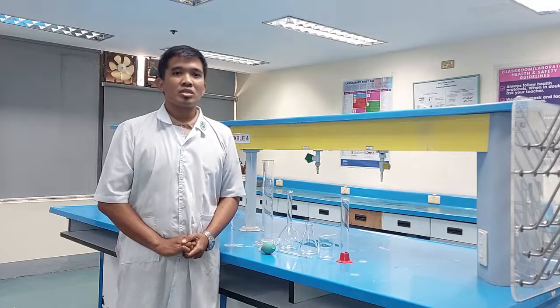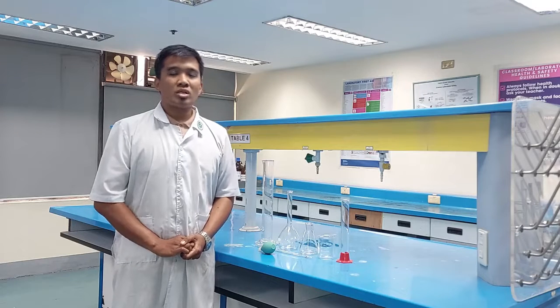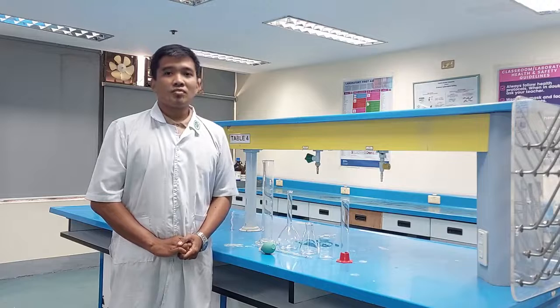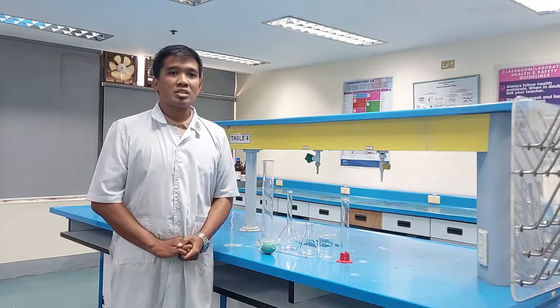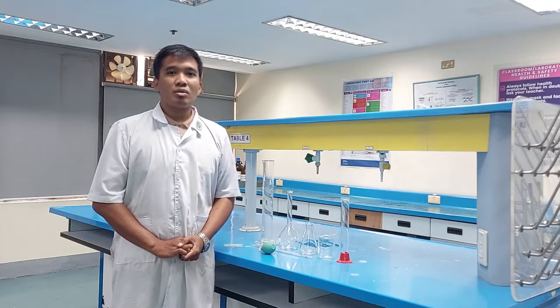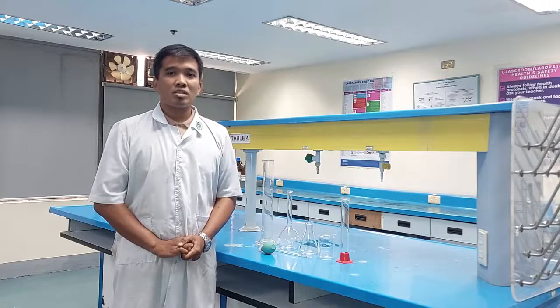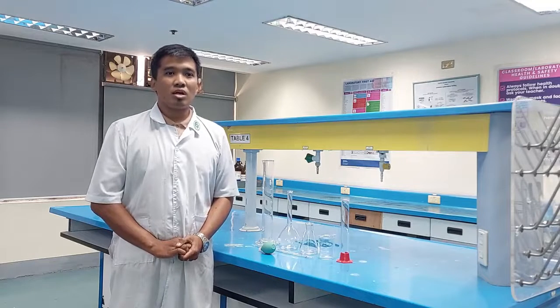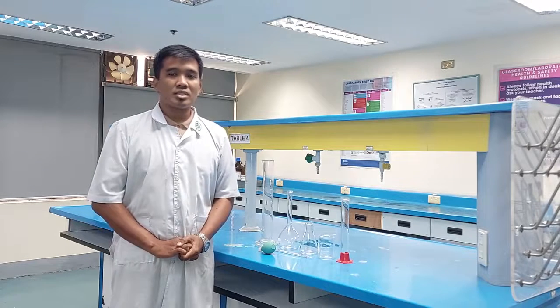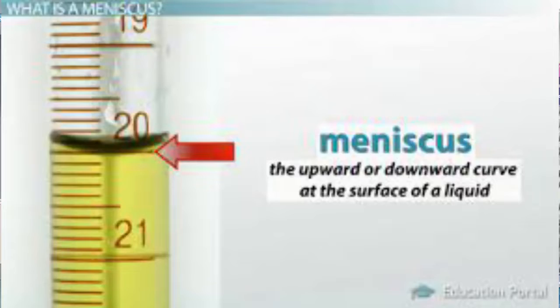In most situations, the liquid will be water or an aqueous solution. If the cylinder is made from glass, the liquid surface is curved or U-shaped rather than horizontal due to the relatively strong attractive force between water and the glass. The curved shape is called the meniscus.